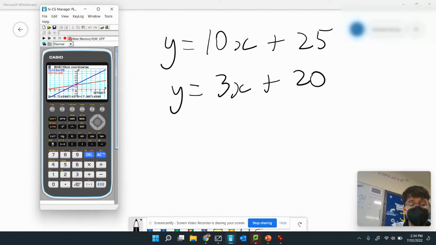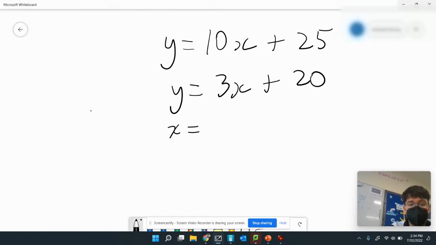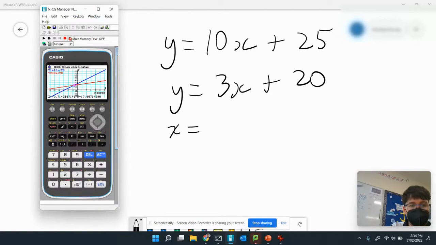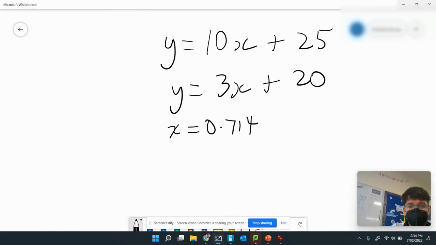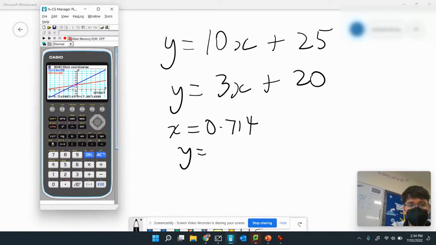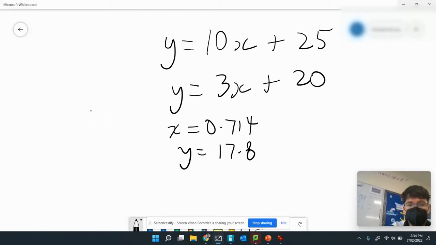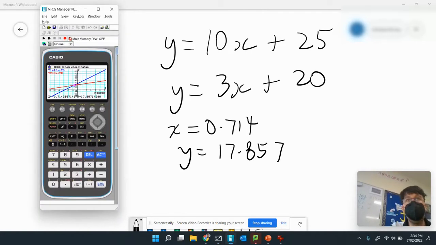Wow, that's a horrible decimal answer. All right, X is equal to 0.714. And Y is equal to 17.857. Wow, a decimal answer like that looks like a score that a judge would give at the Winter Olympics. Hey, so there we go. So if they're both in gradient intercept form, we can use that feature.